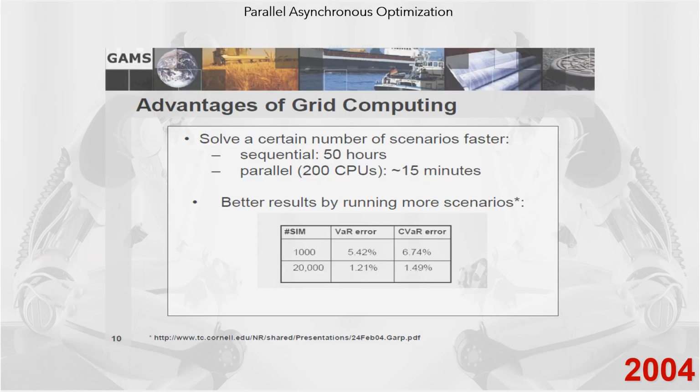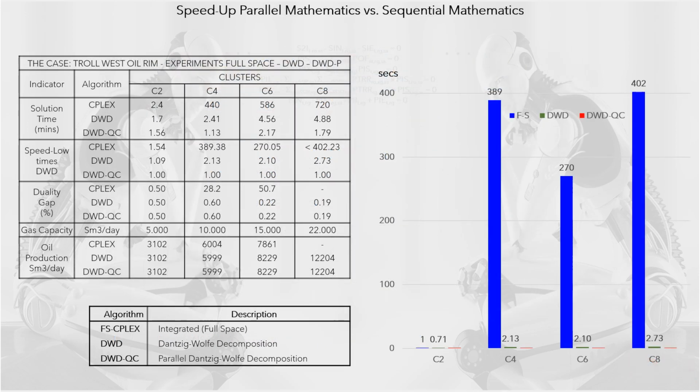In 2004, General Algebraic Modeling Systems Incorporated, GAMS, reported experiments in which the speed gained using 200 CPUs in parallel was 60 to 1 times faster, with its corresponding benefit in accuracy, if parallel processing is used to increase the quality of the results. The union of large-scale technologies with parallel computing is increasing every day.